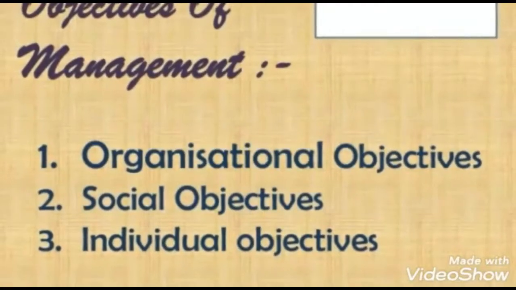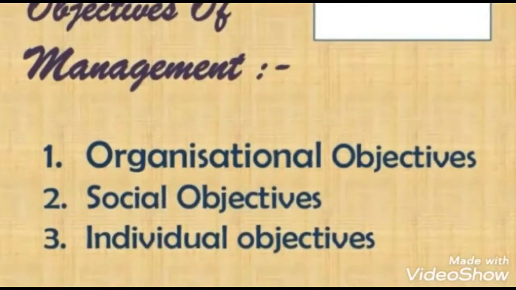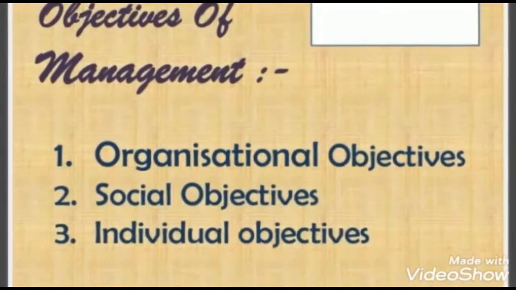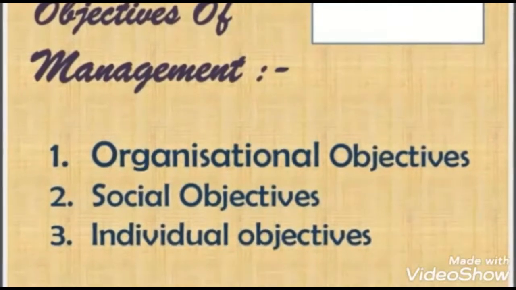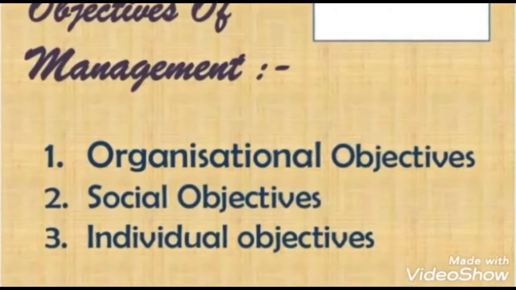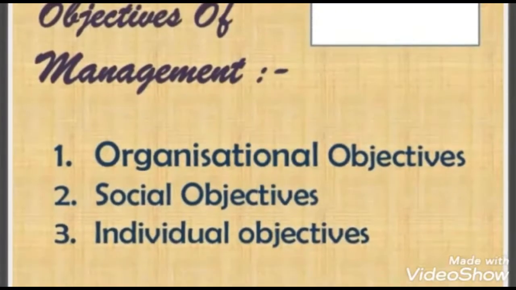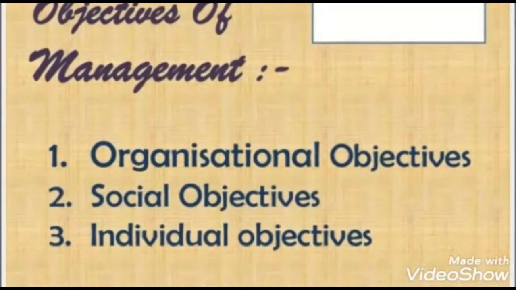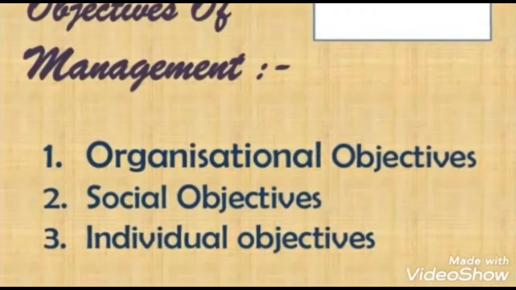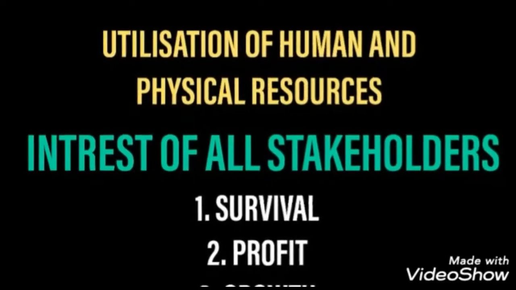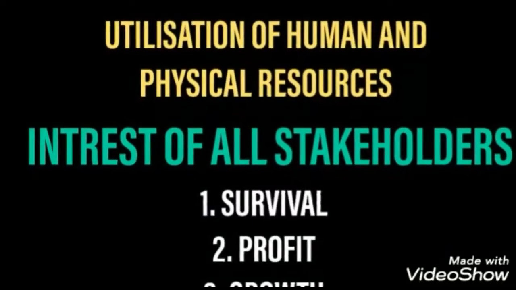Today we will discuss the objectives of management. Objectives refer to those endpoints for the attainment of which all the activities of an organization are undertaken. Objectives are the desired results of any activity for the benefit of the organization, employees and society. There are three objectives of management: organizational objectives, social objectives and personal objectives. Let us see all these objectives.